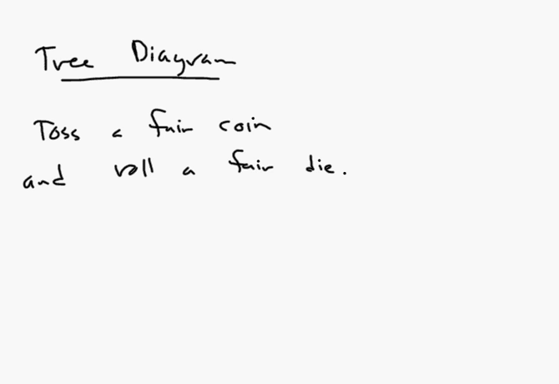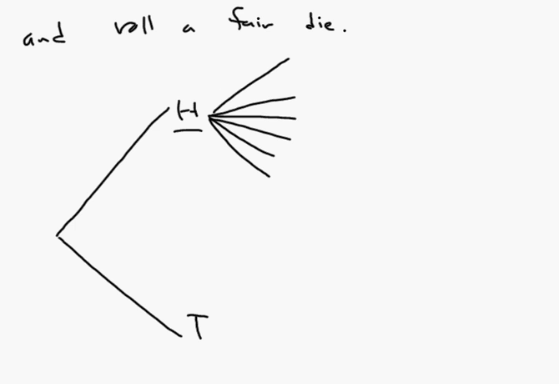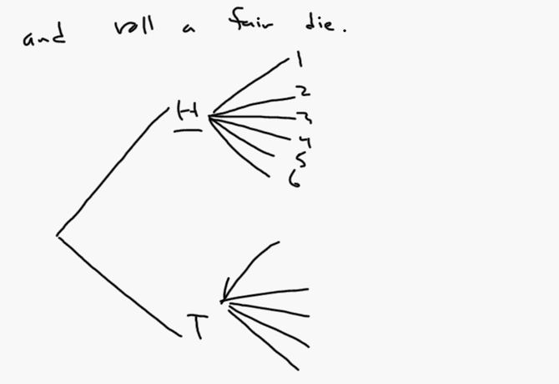Okay, so we can make a tree diagram to list this. Here's what we can do. We could think of tossing the coin first. So if we toss the coin, it can land on heads or it can land on tails. And then after tossing the coin, we could then roll the die. So here's how you think of it. If we had tossed the coin and it landed on heads, and then we can roll the die, it could come up with any one of 6 possible outcomes. Okay? 1, 2, 3, 4, 5, 6.